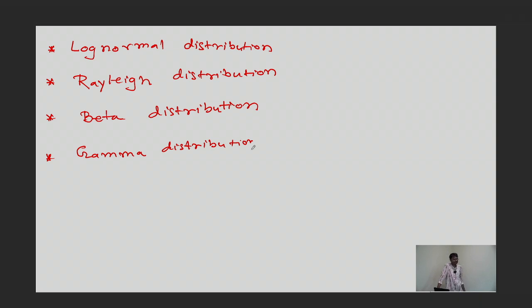And for the Weibull distribution, there are two types. One is the 2 parameter Weibull distribution, one is the 3 parameter Weibull distribution, which means it is defined by 2 parameters, or by 3 parameters.